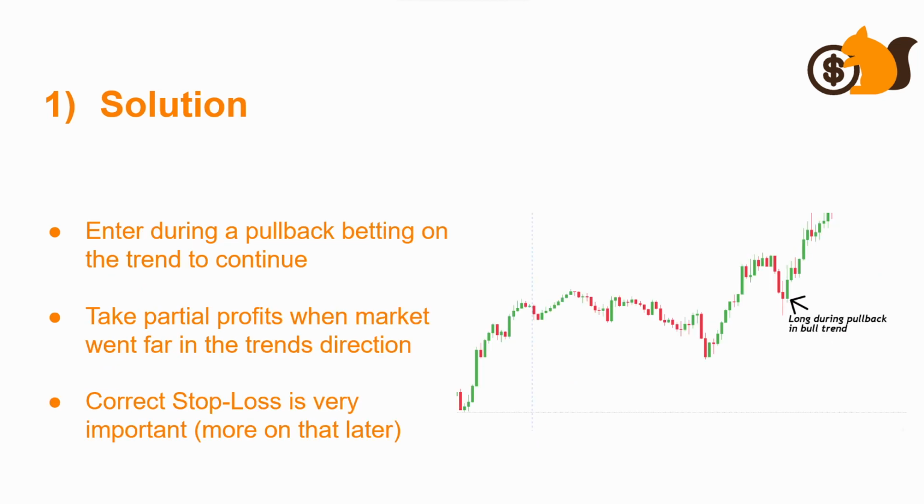The easiest solution is to enter the trade during the pullback. Of course, you should only do that if you expect the market to continue the trend. Once the pullback is over and the market continues in the trend's direction, you can either take partial profits or keep the trade open as long as the trend still exists. If you want to enter a trend during a pullback, it's important to use the correct stop. I will talk more about stops later in this video.